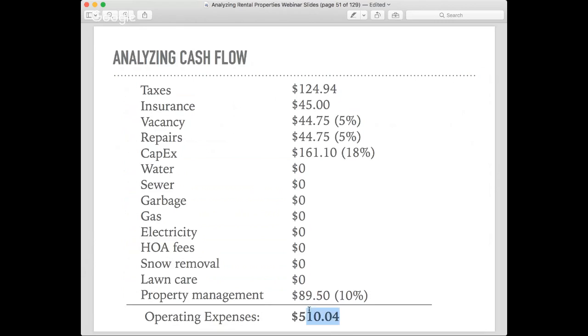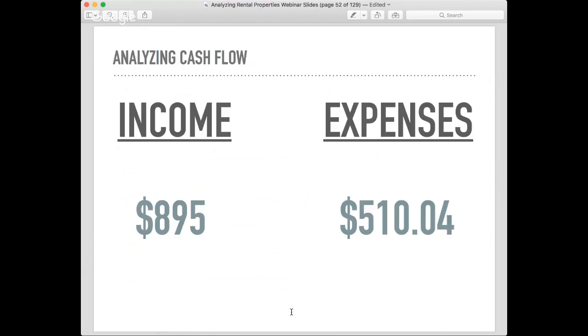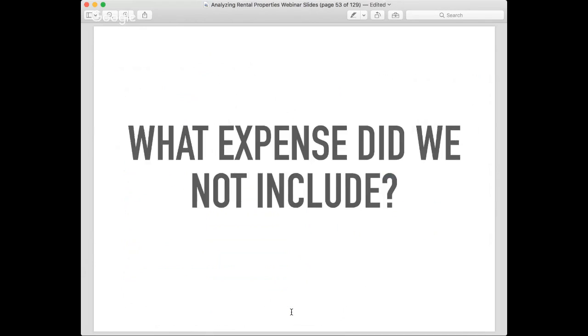Now, that means our operating expenses, and a few of you have already commented in the chat room that I'm missing something in here. I'll get to that. Our operating expenses come to $510 a month. That means what's it cost every month just to hold on to the property? I added up pretty quick, didn't it? So we got $895 and $510. Now, what expense did we not include? What do you guys think? What are we missing?